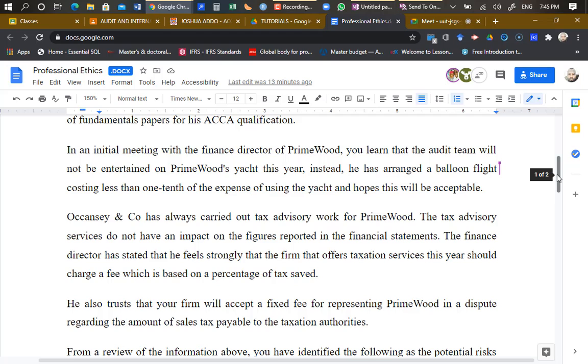Yes, sir. So I think there's a threat there. The fact that they used to take them on an expensive trip, and now they've reduced the trip. As human beings, if you are being treated well by the audit firm and they reduce the enjoyment you used to have, it's going to make you feel bad. I think they used to take them on a yacht, and now they are going to take them on a balloon flight, which costs less than the yacht. So it's going to make them feel bad that why this time are they taking us on maybe a less expensive trip?